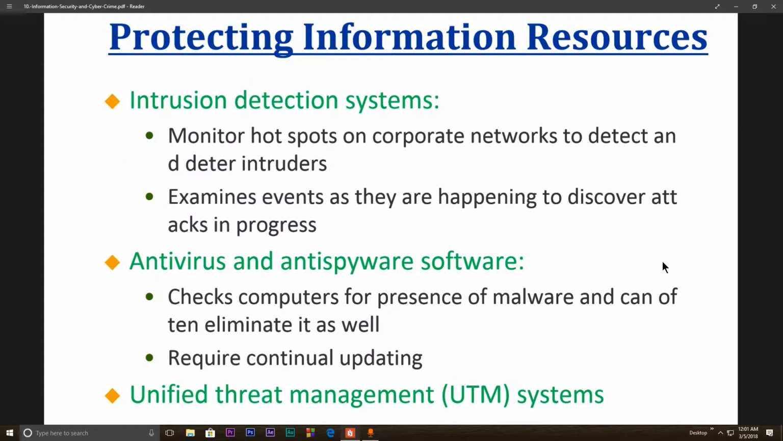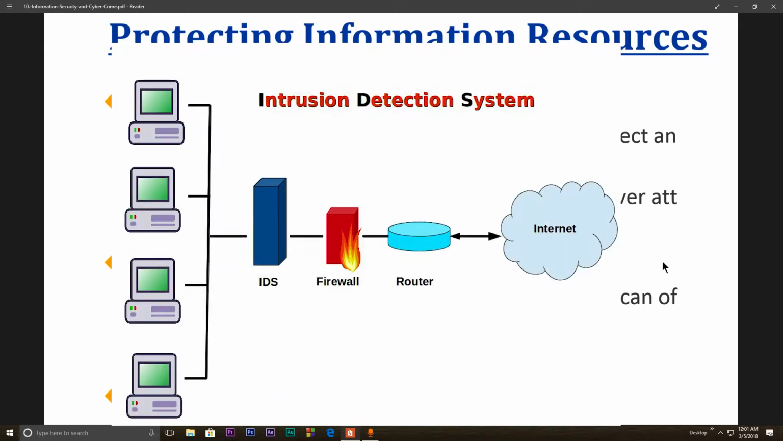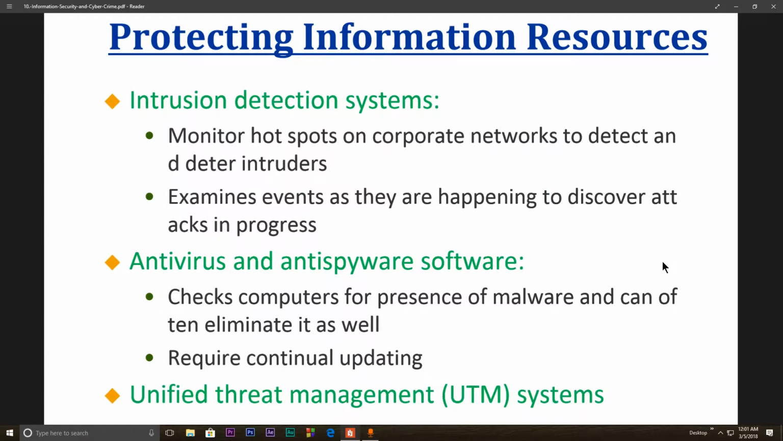Now, an intrusion detection system monitors hotspots on a corporate network to detect and deter intruders. It means that if you are monitoring a particular network and you see an unknown network appear on that corporate network, you can see a hotspot that it has entered. So that is an intruder, and we need to block this intruder.